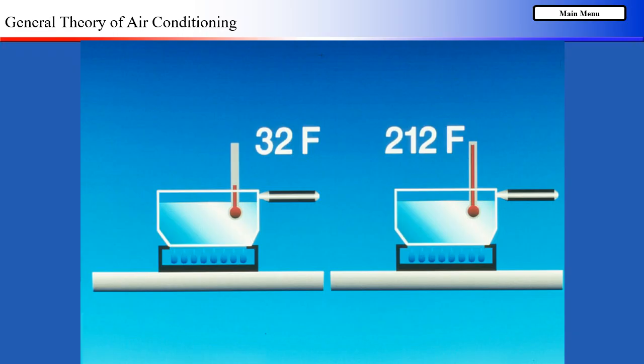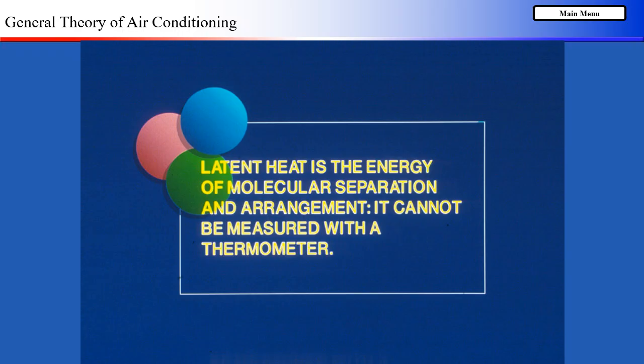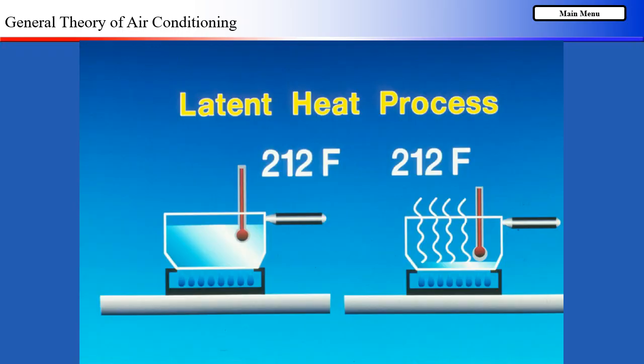No boiling has occurred. Latent heat is the energy of molecular separation and arrangement. It cannot be measured with a thermometer. A latent heat change causes a change of state at a constant temperature. If the pan of water at 212 degrees Fahrenheit is further heated, it will begin to boil. As heat is added, it will continue to boil until all the water turns to steam. While it boils, the temperature stays at 212 degrees Fahrenheit. This is a latent heating process. The temperature does not change, but the state changes from a liquid into a gas.